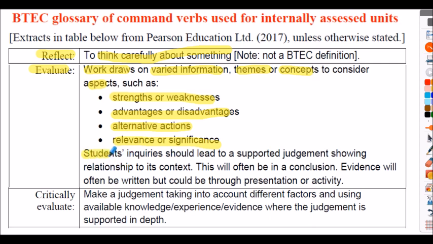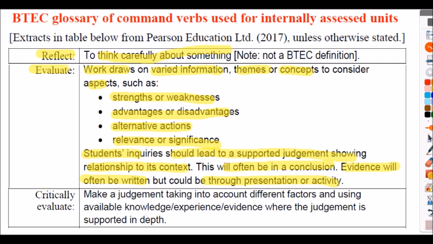Students' inquiries should lead to a supported judgment showing relationship to this context. Evidence will be written. In your case, it will be given through a presentation, but you're going to produce an essay for me in this particular part. So that's what they mean by evaluate. That's the merit grade. So evaluate your findings. That's some of the things you should be considering.